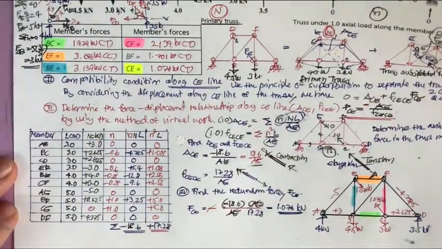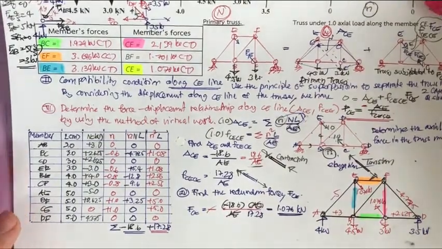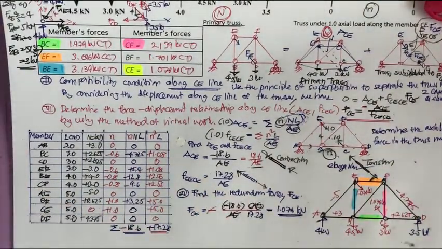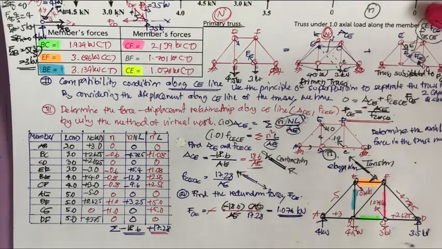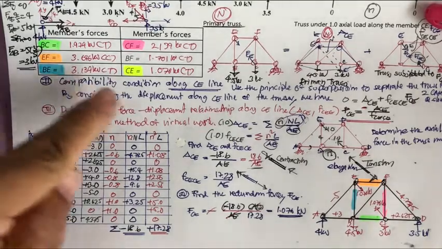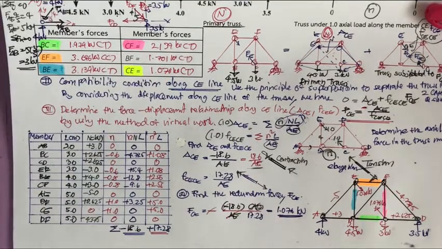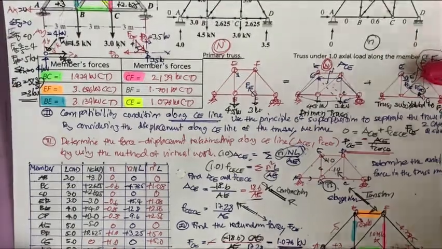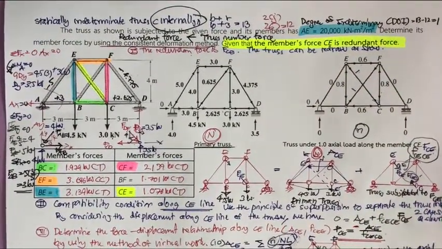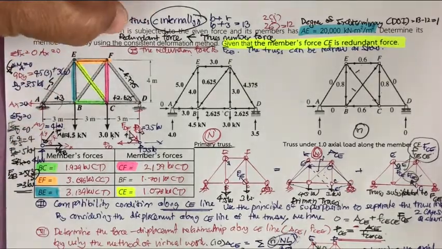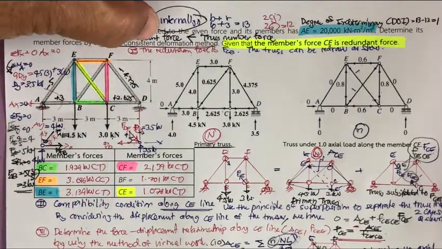Okay, after you do this, you're going to get all of the required forces in the members, and you may see we have the maximum force of 5 in compression here. Okay, this is less than 5. Okay, that is for the clip of the statically indeterminate truss by using the consistent deformation method.